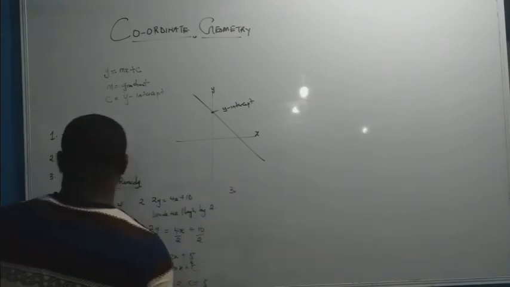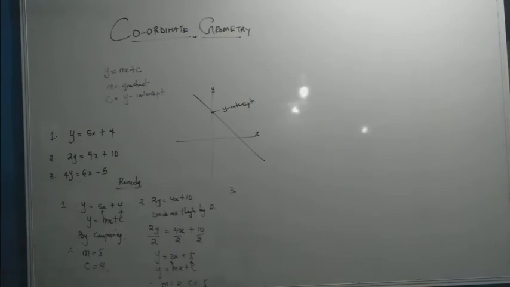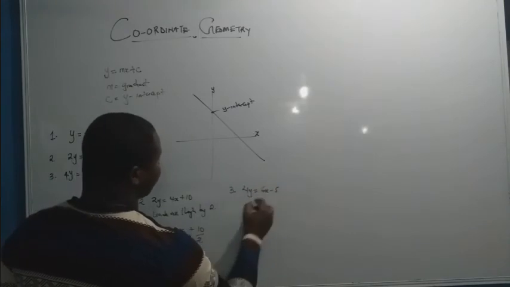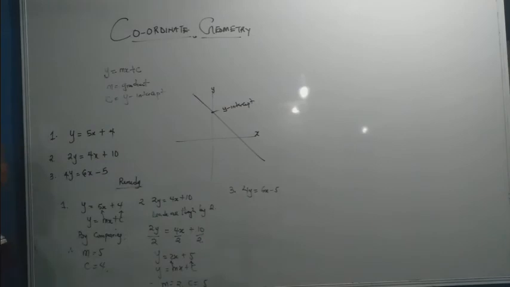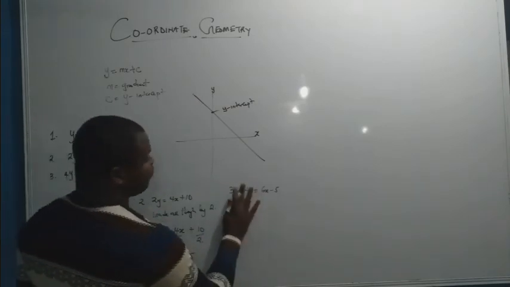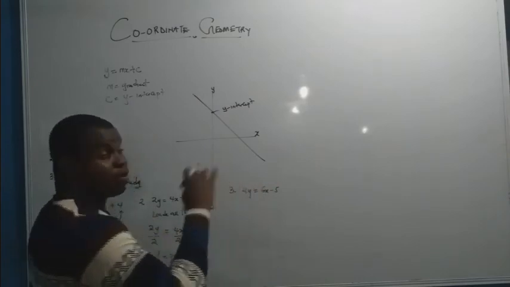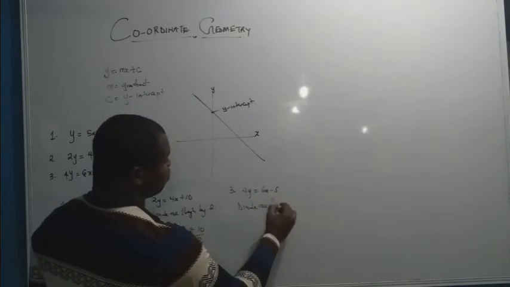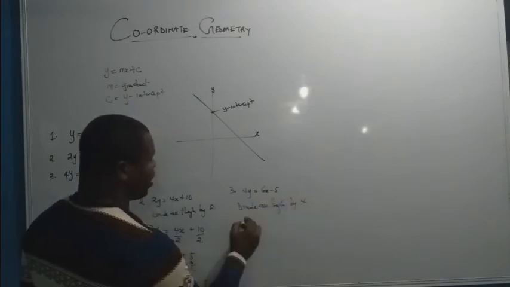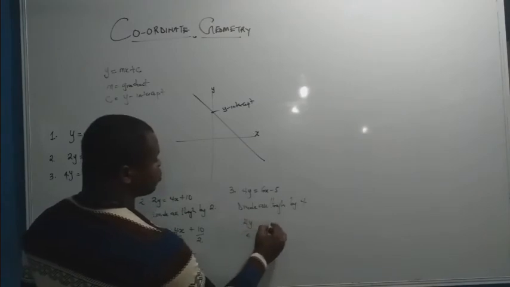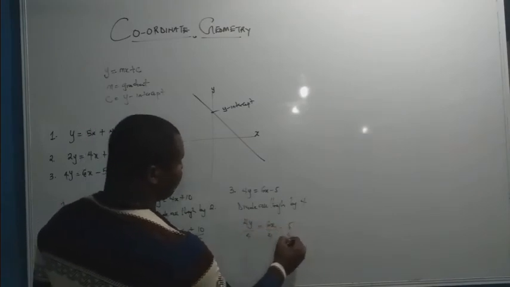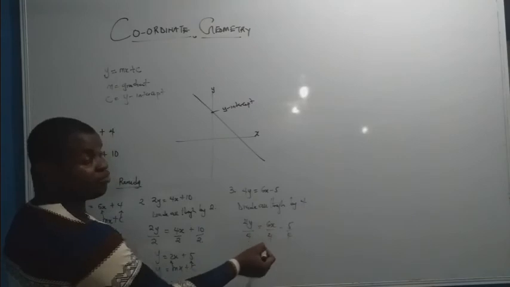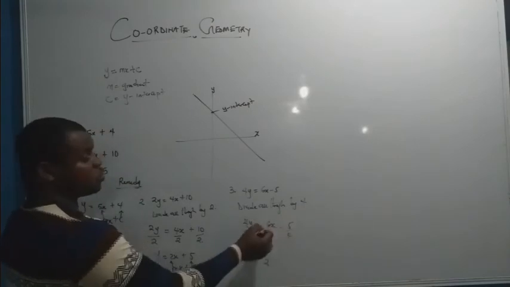Okay, so let's look at the last example. We have 4y is equal to 6x minus 5. What do you do now? You want y to stand alone, so you divide all through by 4. So we have 4y over 4 is equal to 6x over 4 minus 5 over 4. Is that clear? So 4 cancels 4, we have y is equal to, now 6 over 4, 2 into 4 is 2, 2 into 6 is 3.